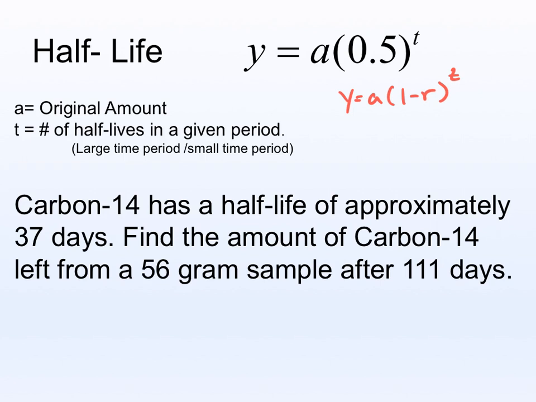All right? Now, the things that are represented here, and you can see A is the original amount. T is the number of half-lives in a given period. Okay? Here's what you need to think about. To find this, you've basically got to do the large time period divided by the small time period. So what that means is when you look at this for a half-life, your T might not be exactly given to you. You might have to figure it out and solve for it and find it.